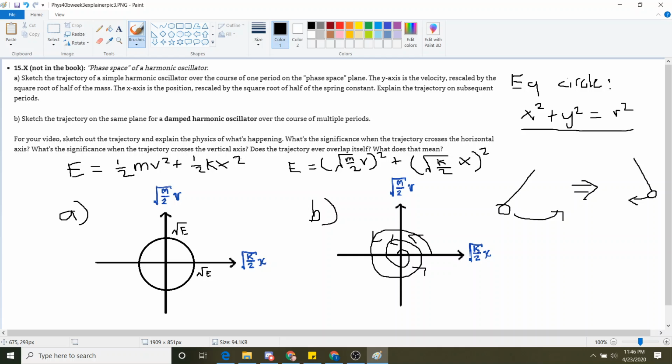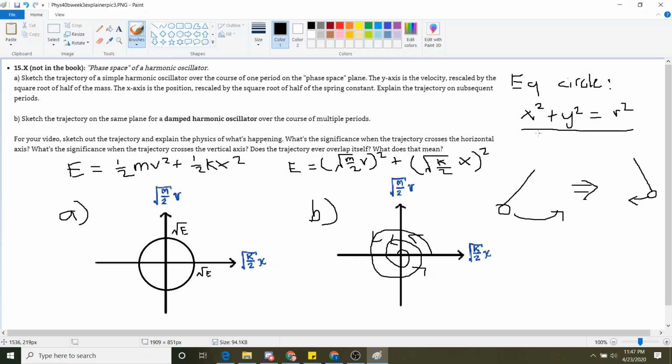Today we'll be going over problem number 15x, and it tells us to sketch the trajectory of a simple harmonic oscillator over the course of one period on the phase space plane. The y-axis is the velocity rescaled by the square root of half the mass. The x-axis is the position rescaled by the square root of half of the spring constant. We want to explain the trajectory on subsequent periods.